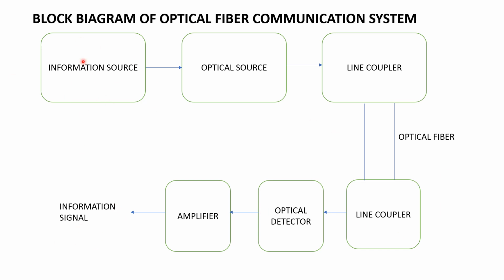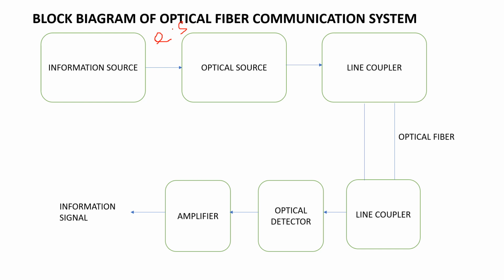Now, first, this will be the information source. Information transferred by optical fiber is generally in the form of audio, video, or data. This will be in a non-electrical form. So first, we have to convert this non-electrical signal to an electrical signal, and for this, we are using a transducer that converts the non-electrical signal to an electrical signal. Now, this electrical signal is given to an optical source.